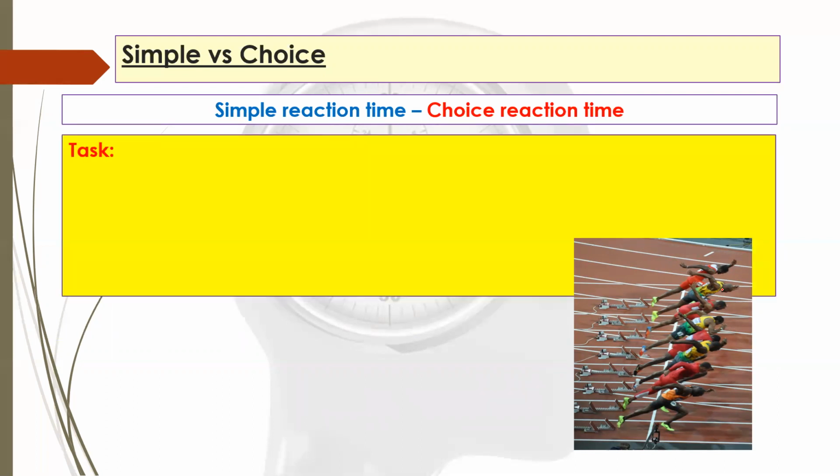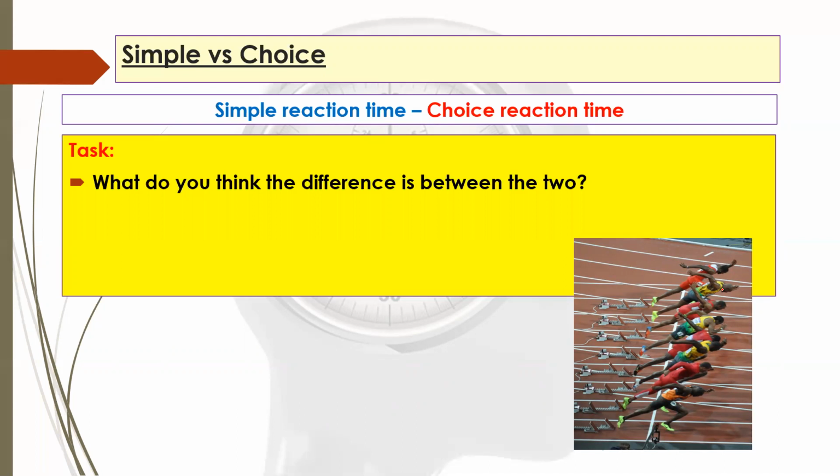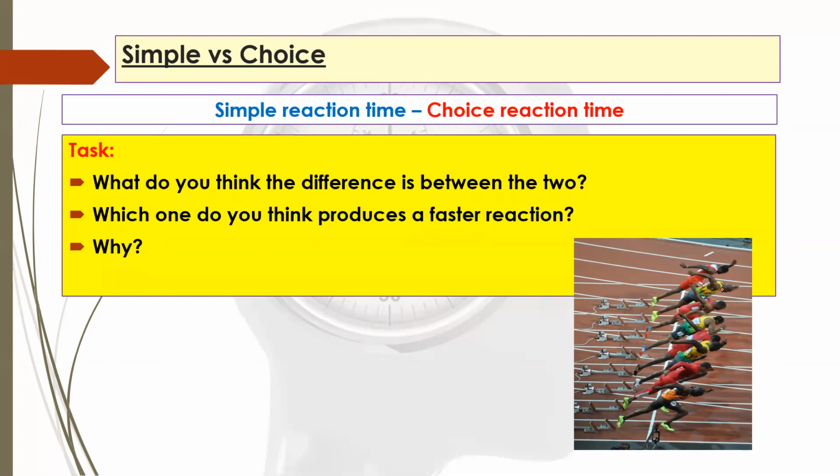So what do you think the difference between the two is? Which one do you think produces a faster reaction? Why might that be? And can you think of sporting examples of each one? Before we move on, take a moment to challenge yourself to think this through without just going to the answer. Pause the video, and try and note down an answer for each of those things before we move on.